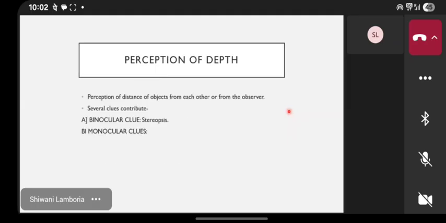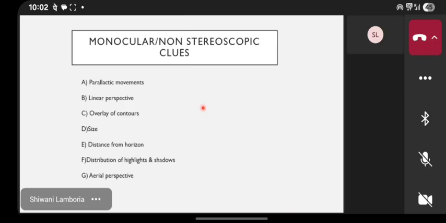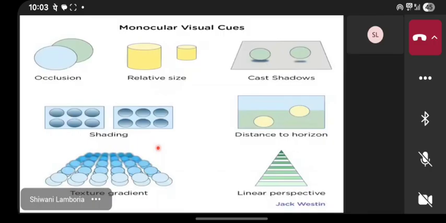Then perception of depth is to perceive the distance of objects from each other. Binocular is stereopsis, and monocular clues are many: parallactic movements, linear perspective, overlay of contours, size, distance from horizon, distribution of highlights and shadows. So the objects beyond the fixation point move in the same direction, and objects closer move in the opposite direction. So occlusion: if one object is seen occluding the other, the object in front is seen closer.